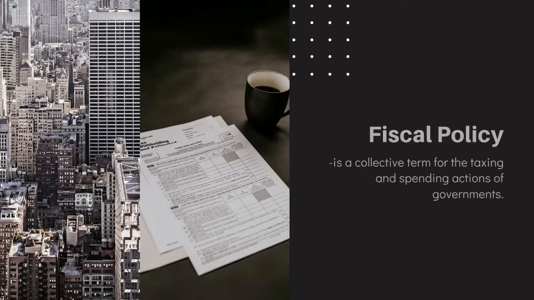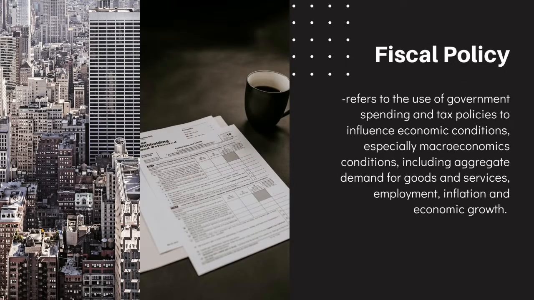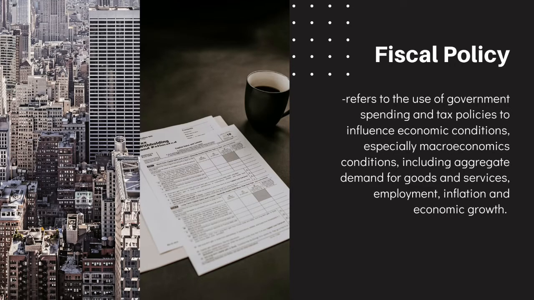While fiscal policy is a collective term for the taxing and spending actions of governments. It is related to the way a government is managing the aspects of spending and taxation. This policy includes issues like how much the government spends on infrastructure or pays towards public benefits like unemployment, or how much people and businesses pay in taxes.